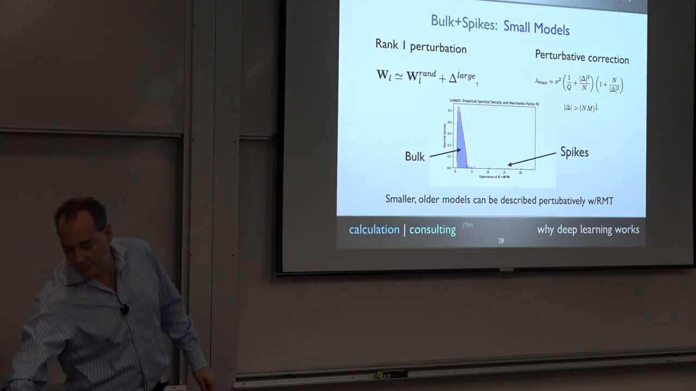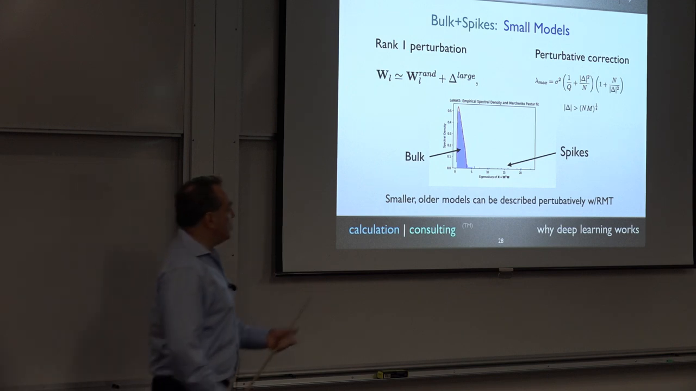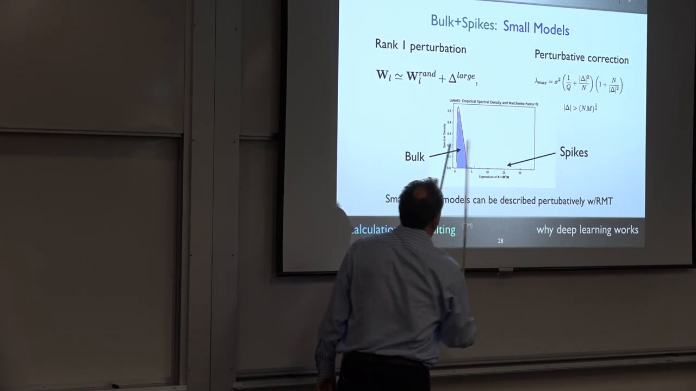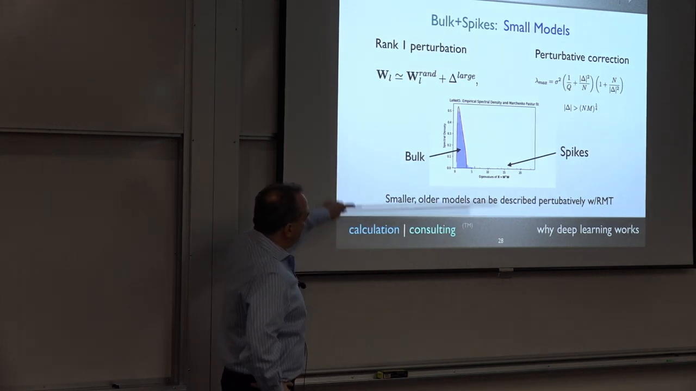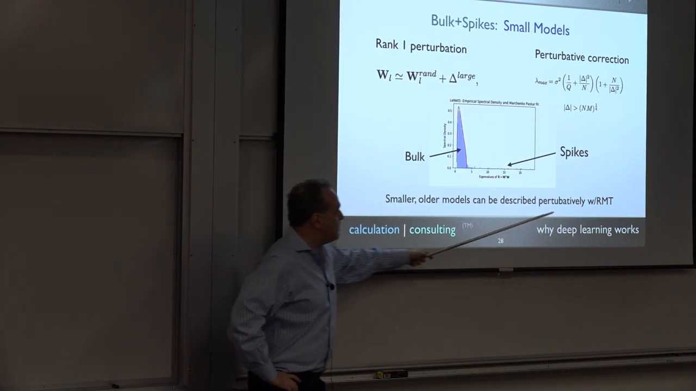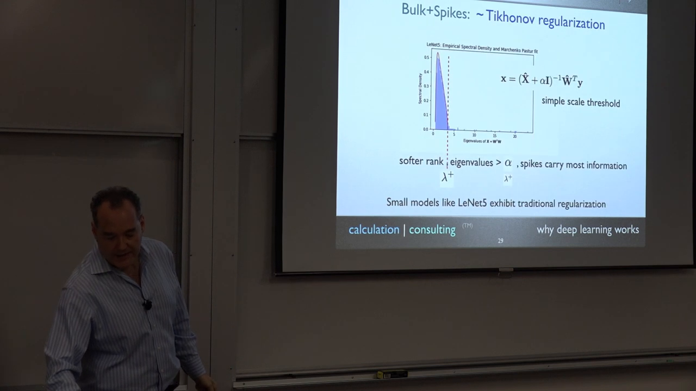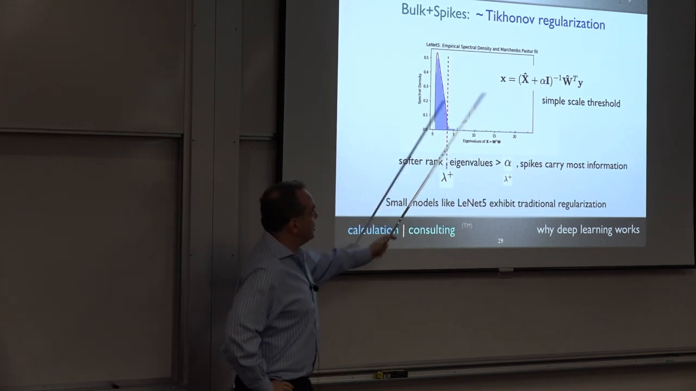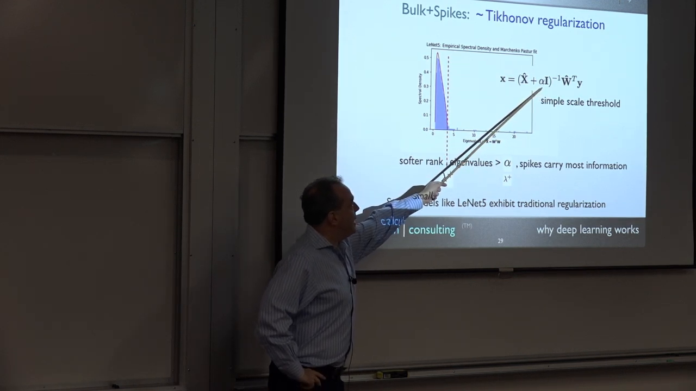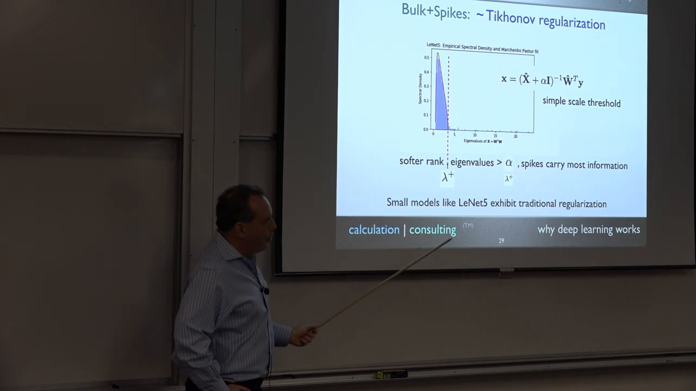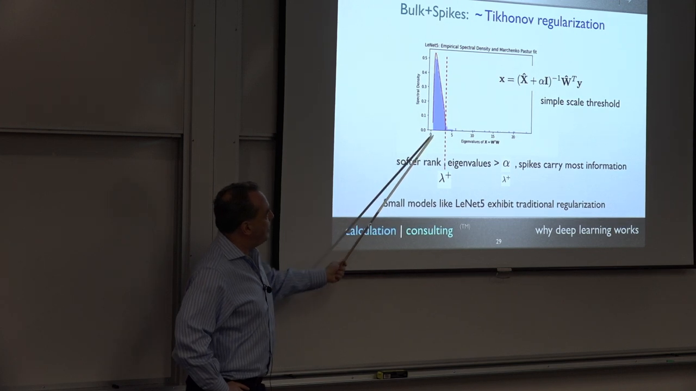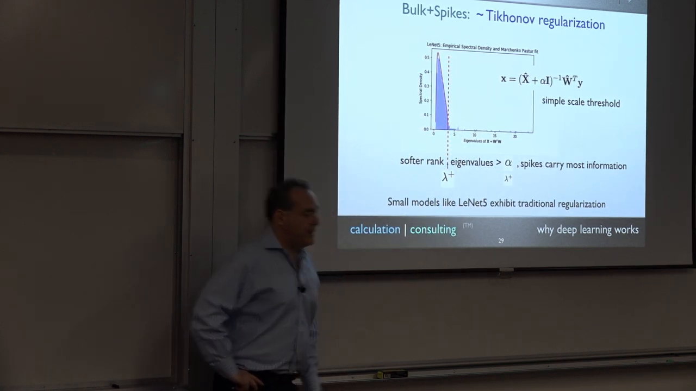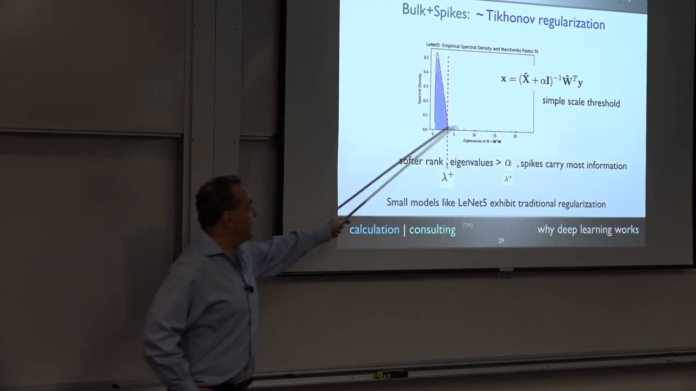Now, the theory would say that very small models, like LeNet 5 and smaller older models, exhibit this sort of bulk plus spike behavior. We can predict exactly where lambda max is going to occur and relate it back to the structure of the original matrix. All these smaller models look like this. They can be described perturbatively using Gaussian random matrix theory, and there's a scale cutoff. Recall before we talked about Tikhonov regularization, our familiar form of machine learning regularization, which is characterized by a scale cutoff. Well, that scale cutoff is alpha. So in the older neural networks, we see a softer rank in the weight matrices. We can show that the spikes, which lie above alpha, the edge of the bulk, carry most of the information. We go into great detail in our pedagogic paper showing that this is where the information is concentrated.